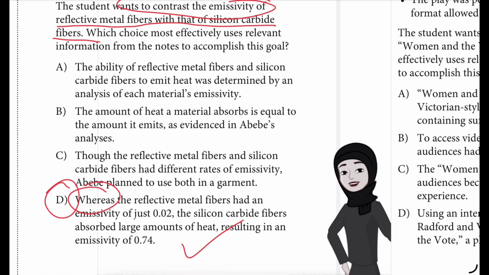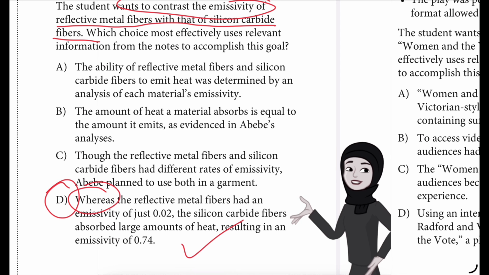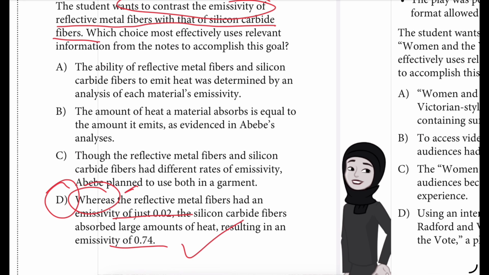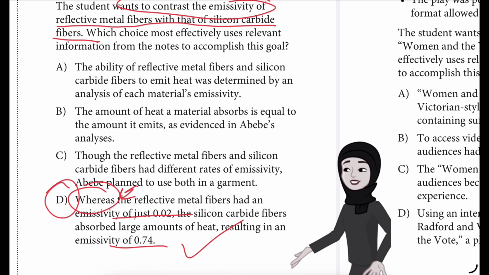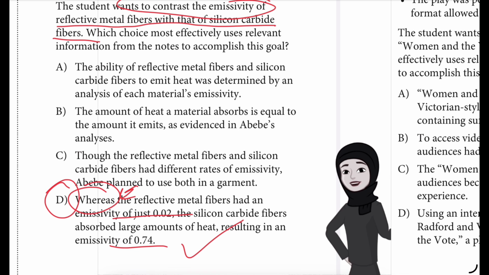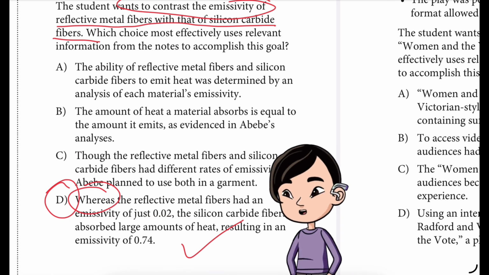The sentence uses whereas to contrast the emissivities of the two fibers, noting that the emissivity of the reflective metal fibers was just 0.02, far lower than that of silicon carbide fibers, which is 0.74. So this is using the exact numbers, and it's also using the word whereas to effectively contrast the emissivity of these fibers.